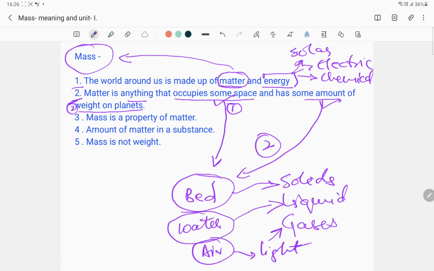So anyways, the second point that we just did is matter. We learned what matter is. Now, what is mass? Now, let me clear up the entire screen.